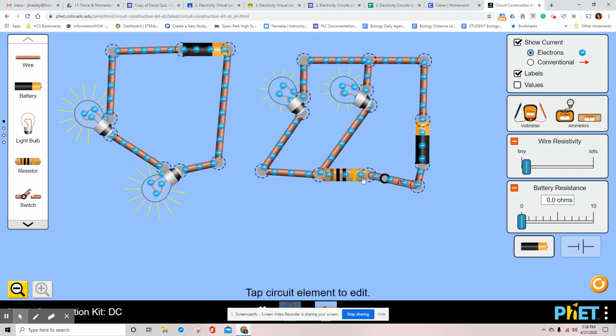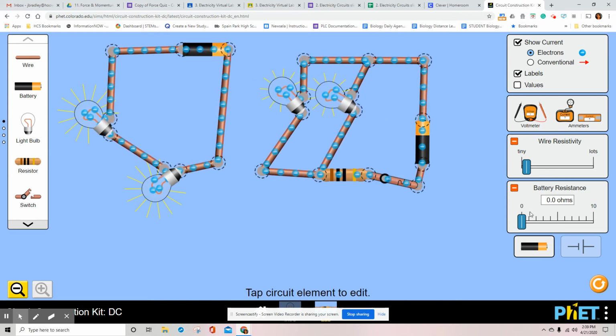So two really important things I just wanted to point out. One is this is a series circuit where there's one single pathway, and this is parallel where there's an independent pathway. If you want to double check, just cut the connection to one of your bulbs and make sure that your other bulb is still illuminated.